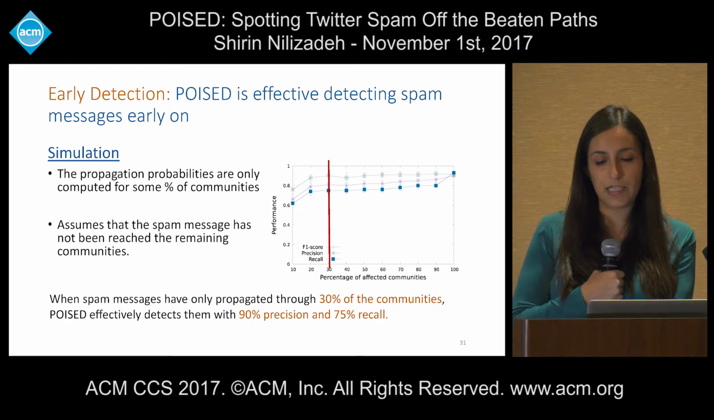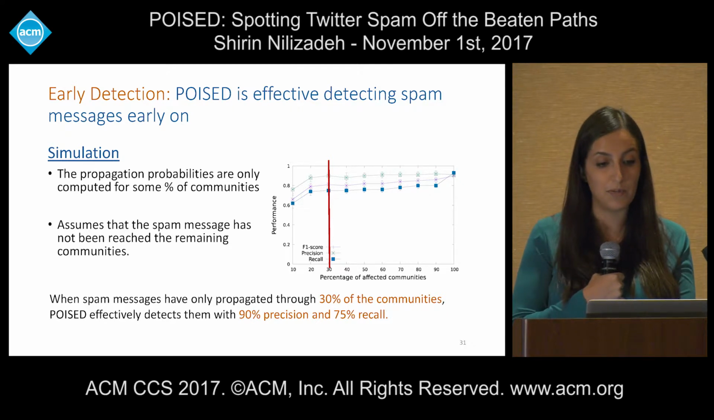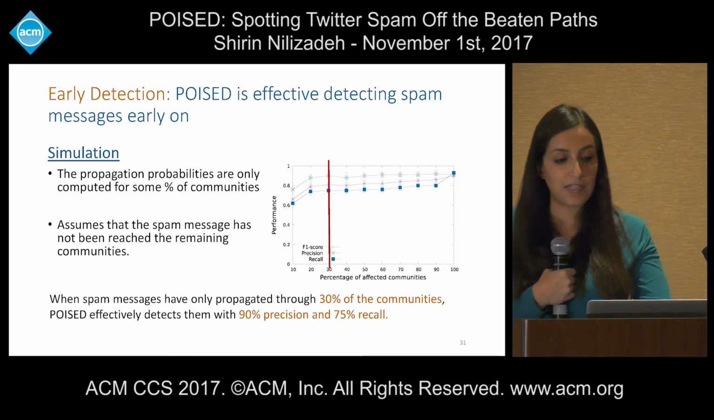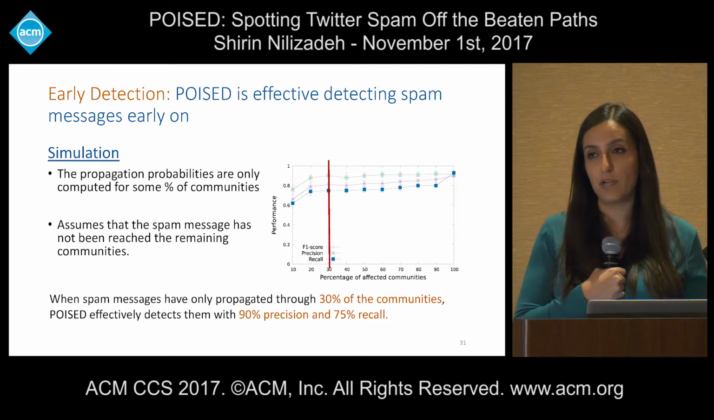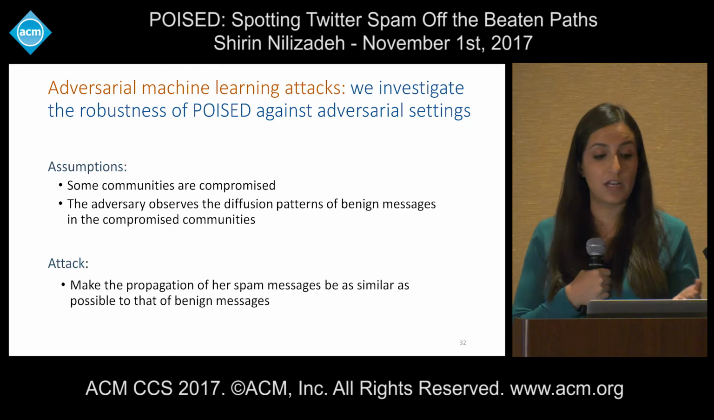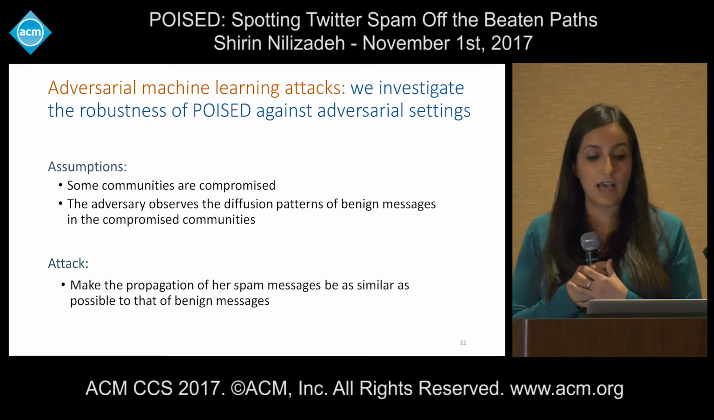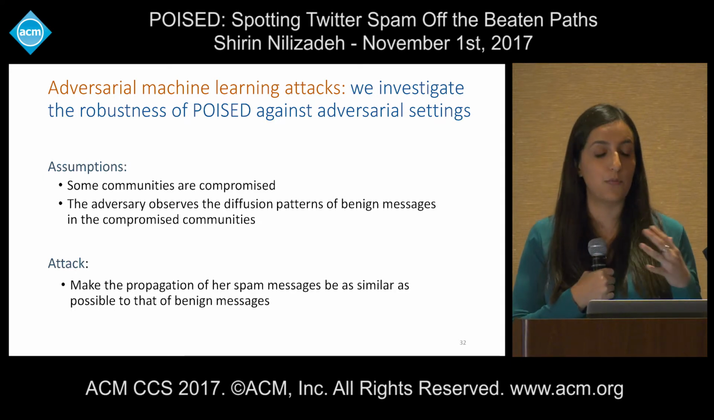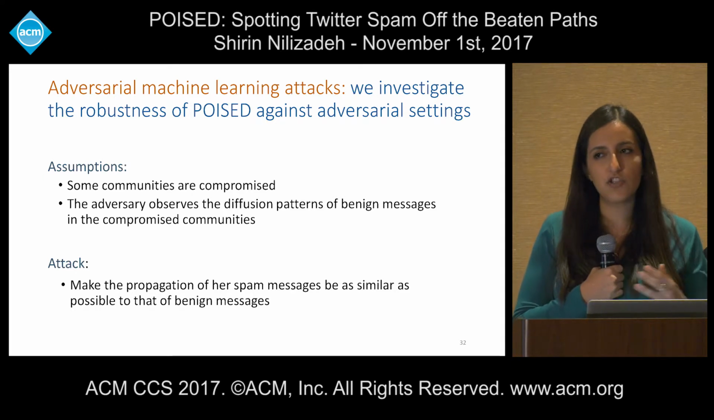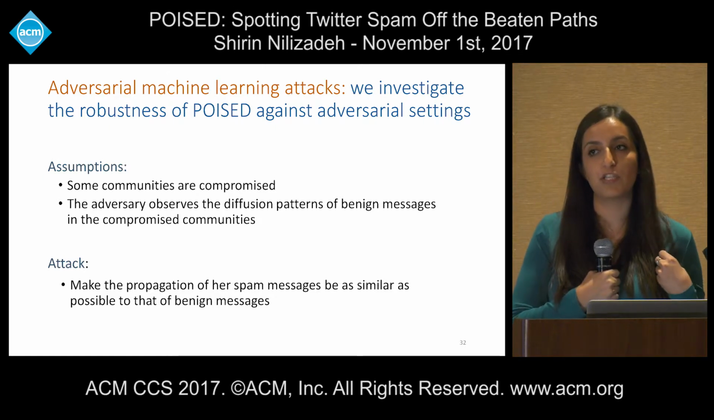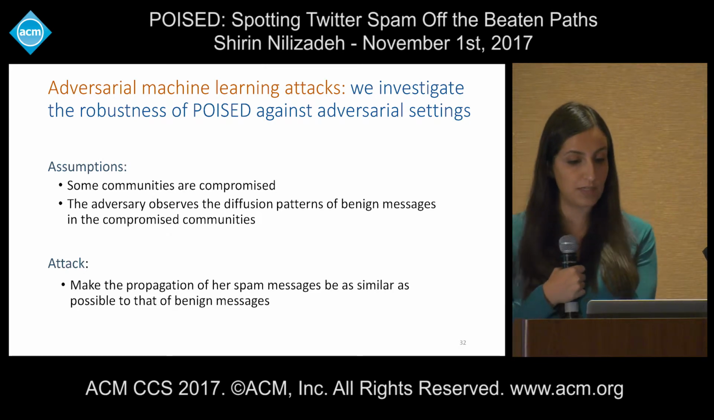And spam detection is an adversarial problem. We try to investigate how robust Poised is in adversarial settings. We assume that some communities are compromised. An attacker, for example, has some Sybil accounts in it or can post in those communities, and can also observe how benign messages are posted in those compromised communities. Then she tries to make the propagation of her spam messages as similar as possible to the benign messages in those compromised communities.